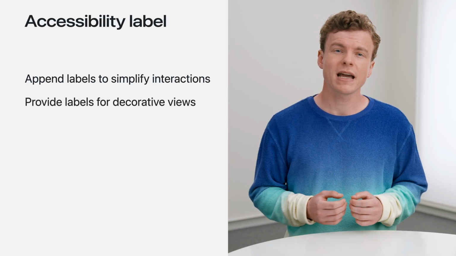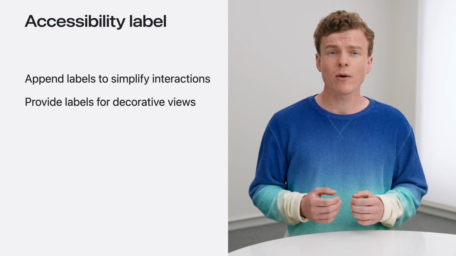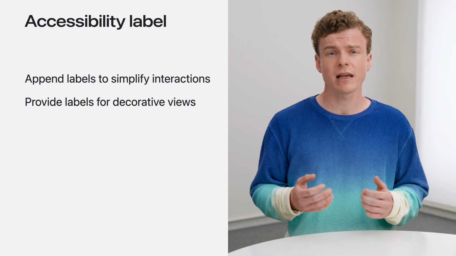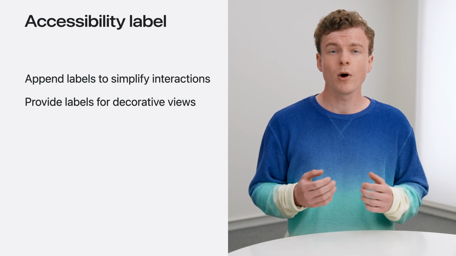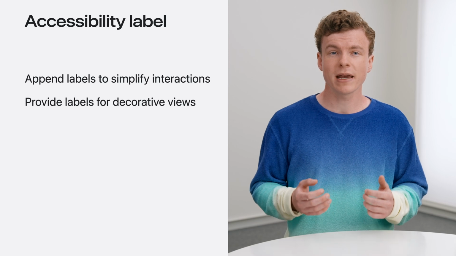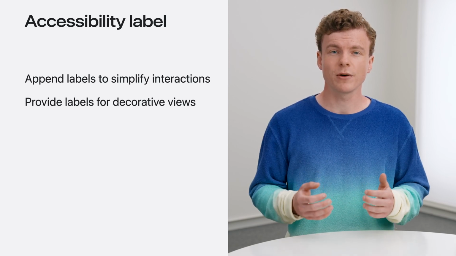If you've modified the attributes of an element, such as combining multiple elements, you may want to include additional content that's provided by decorative views that symbolize content. Both of these cases require modifying the label of a view with content that may not be static. SwiftUI provides tools to handle both of these cases.